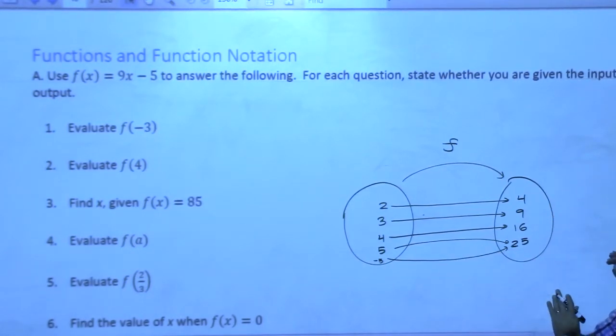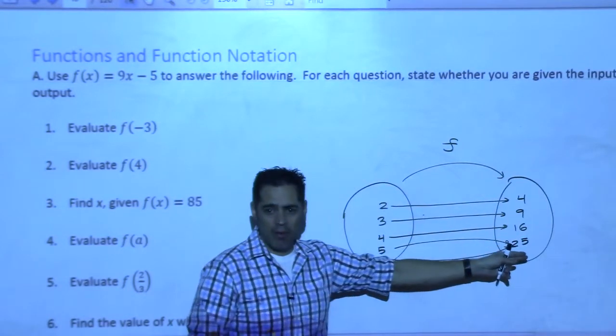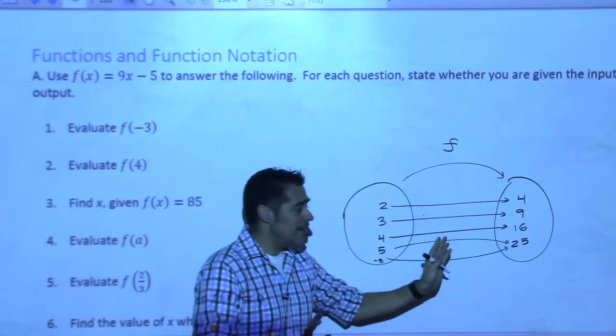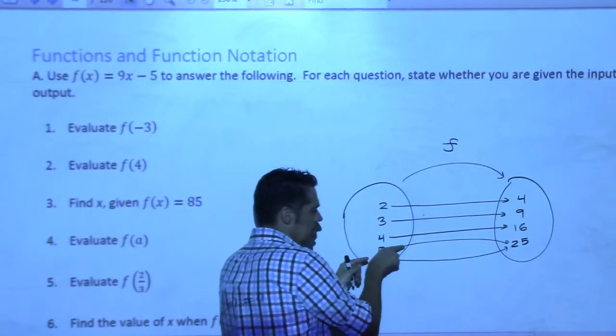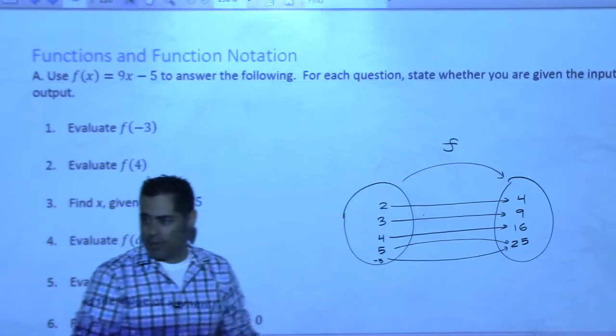Yes? So my question to you is, is that still okay? Is it okay to have 2 different things go to the same answer over here? Yes, it is okay. What you can't have is one number go over here and go to 2 places. If that happened, then it would fail to be a function.